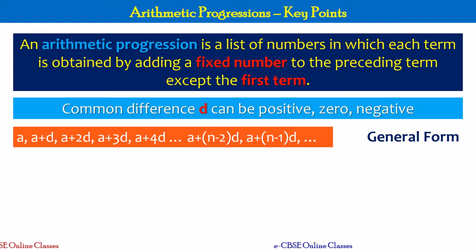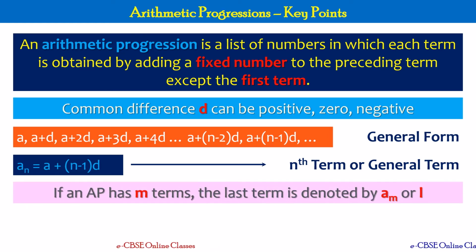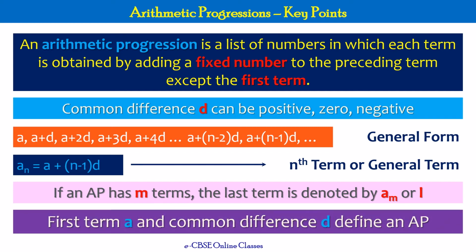A, A plus D, A plus 2D and so on, A plus n minus 1 into D is called the generic term or generic form of the arithmetic progression. An equal to A plus n minus 1 into D is called the nth term or generic term of the arithmetic progression. If an arithmetic progression has n terms, the last term is denoted by an or L. And finally, we know that the first term A and the common difference D can define an entire arithmetic progression.